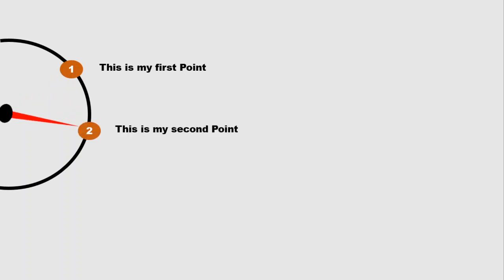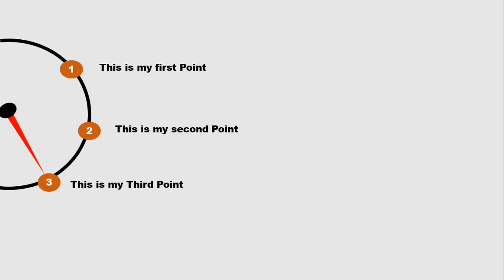By clicking on my first option, my clock needle has appeared. By clicking again on my down key, I'm going to go to the first point. I can explain this here. Again I'm going to click on down key. I'm going to go to the second point, and I'm going to explain my second point. When I'm done explaining my second point, I will again press the down key. I'm going to go to the third point and press the down key here.